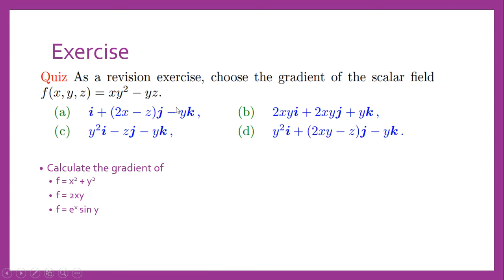As a revision exercise, I have given a quiz question. Find the gradient for the scalar field given by x y square minus 2yz. Find out the answer, mark your answer and send it to me. Please send the answer you got to my mobile, and I'll mark the attendance for you. This is a homework. You have to find the gradient for the following three fields, which are Cartesian fields.